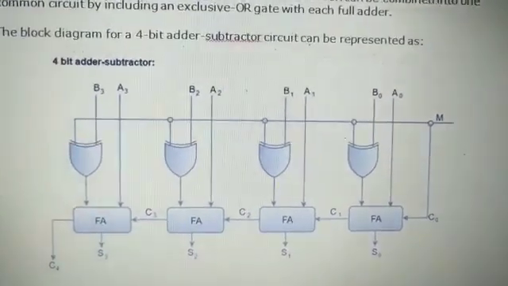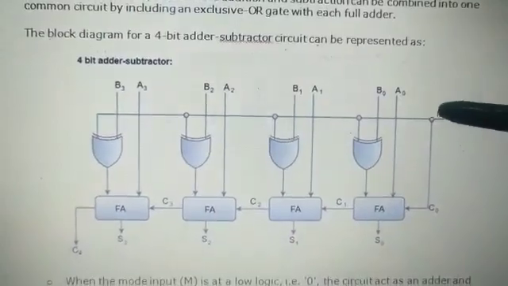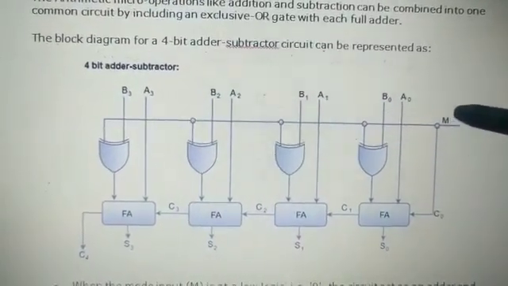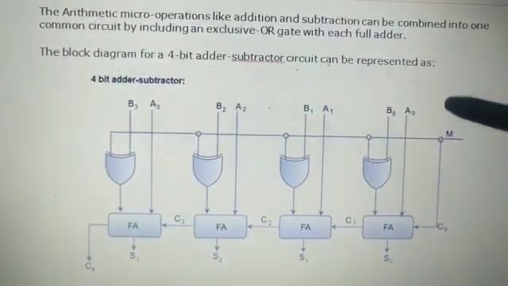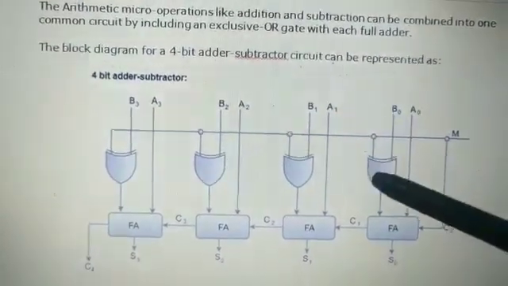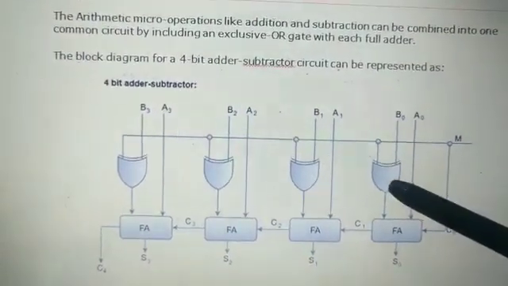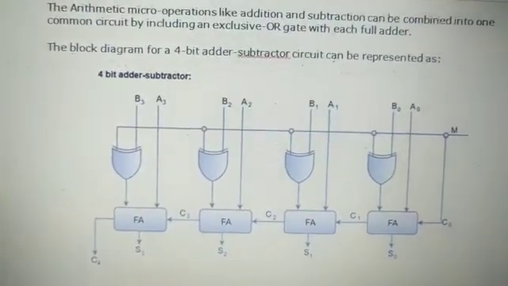This is the block diagram of a 4-bit parallel adder subtractor circuit. I am talking about the control input signal, that is the adder subtractor control line. M denotes the adder subtractor control line. Here the XOR gate is there. The XOR gate will find the ones complement. Why is ones complement required here?